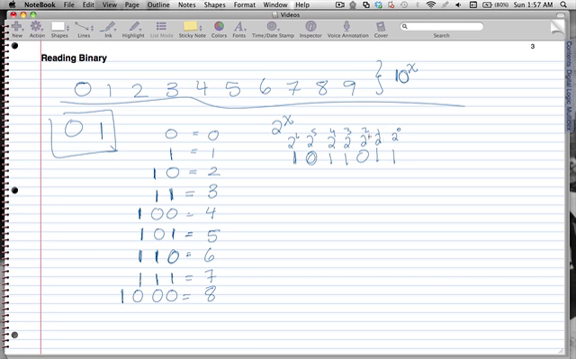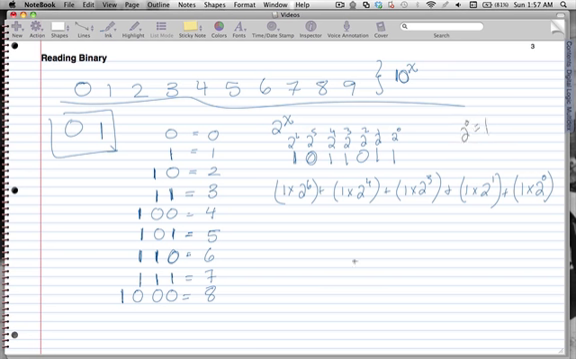So what this tells us is that we have 1 times 2 to the 6 plus 0 times 2 to the 5 plus 1 times 2 to the 4 plus 1 times 2 to the 3 plus 0 times 2 to the 2, I'm not going to include those, plus 1 times 2 to the 1, plus 1 times 2 to the 0. And we know that 2 to the 0 equals 1.